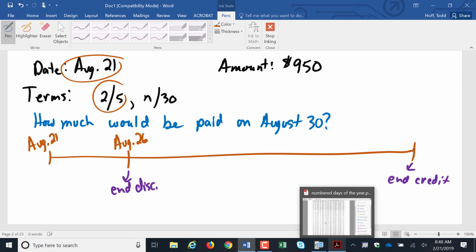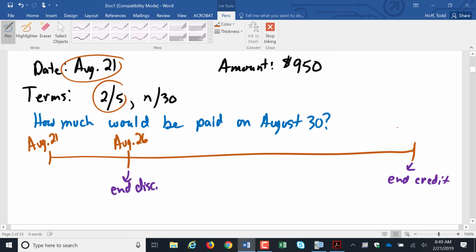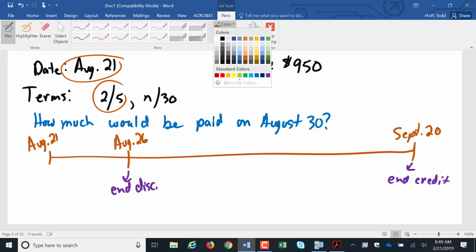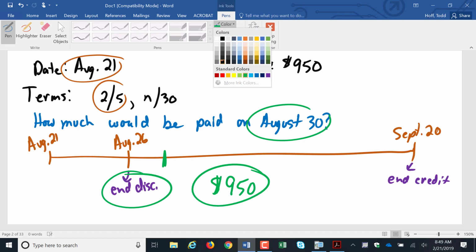Let's go to our little numbered calendar just to practice using it. So we've got August 21st is 233. So 233 plus 30 is 263. You can see that's September 20th. So that's the end of our credit period. Our payment on August 30th falls in here. So it's outside the discount period, but it is within the credit period, so there's no interest charged. So the amount paid is going to be the full invoice amount of $950.